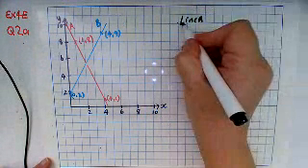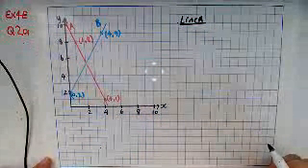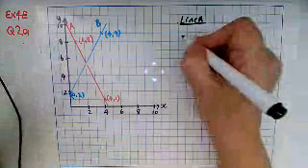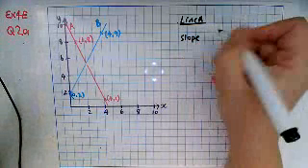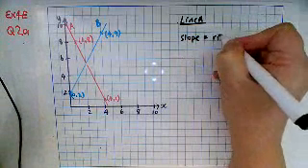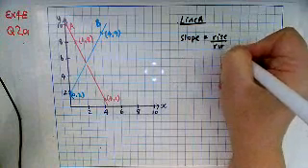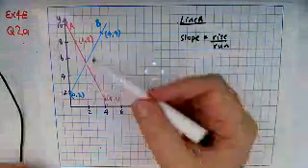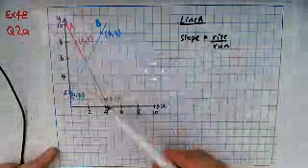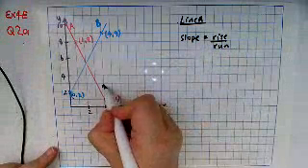There are two ways of going about calculating the slope of this line. The first one is slope or gradient equals rise over run. Let's have a look at line A. It's going down, so it's actually going to be a negative slope.